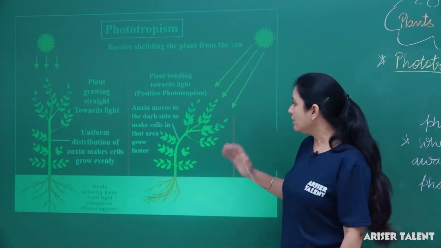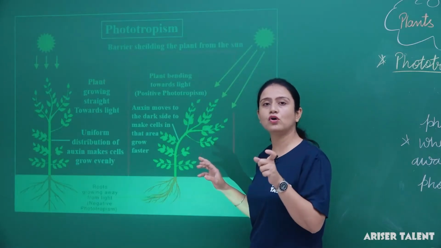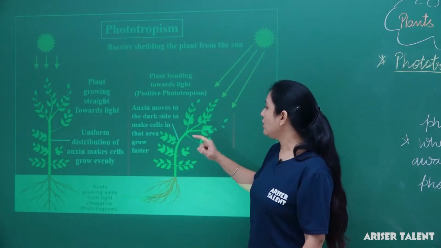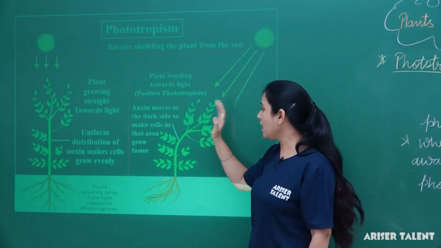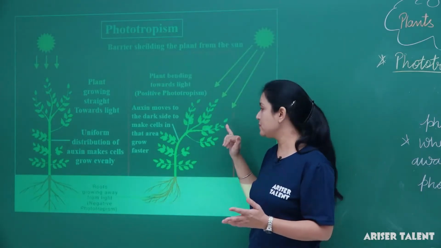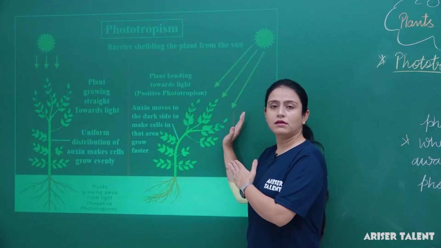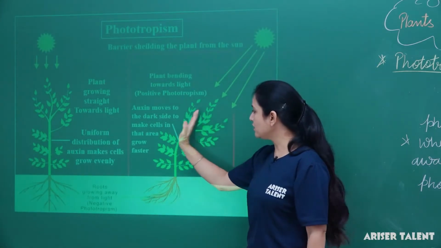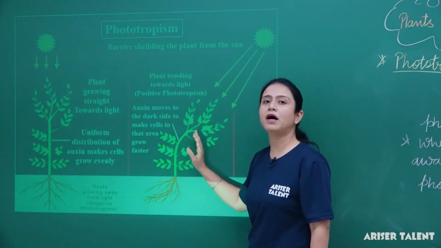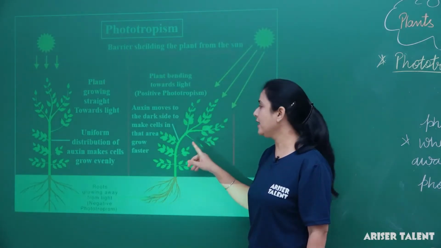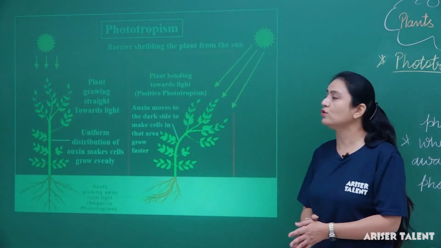What is the reason? As I told you, at the tips of the plant part there is a growth hormone known as auxin. So what will happen then? The plant will move towards the sunlight. The auxin present at the tips will move away from the part which is facing the sunlight. So the opposite part, which is in the dark, will grow faster than the part of the plant which is receiving the sunlight and has moved towards it. This whole process is known as phototropism.